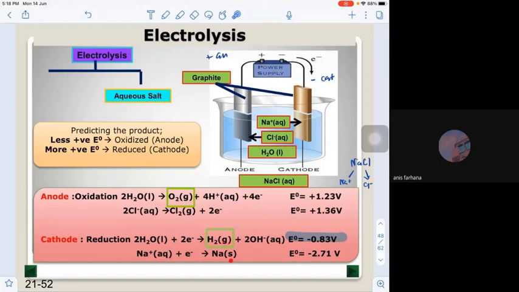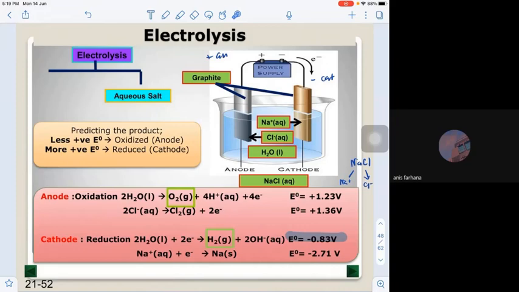That is for the reduction. Now for the oxidation, from the standard reduction potential table, we know that the more negative or the less positive the value, the more readily the oxidation occurs. Or the harder the reduction occurs, it means that it is more readily oxidized.